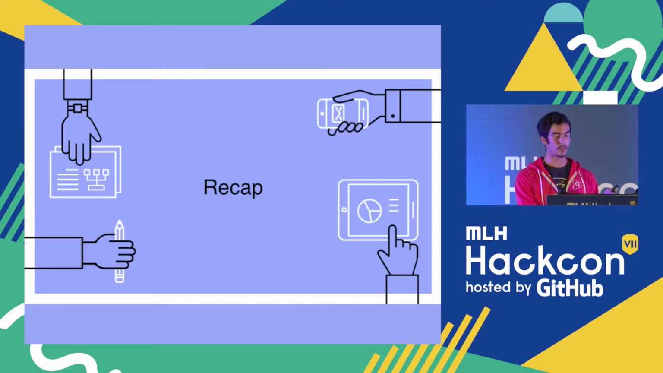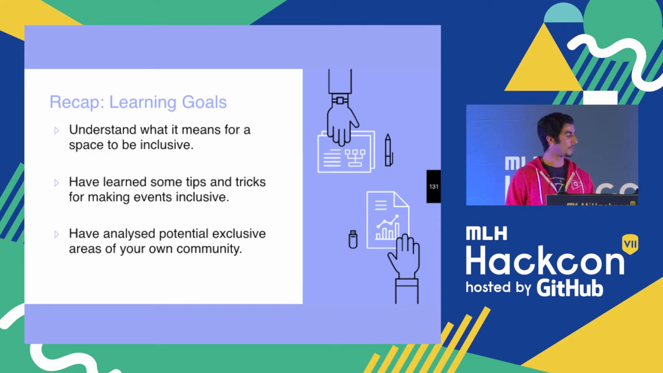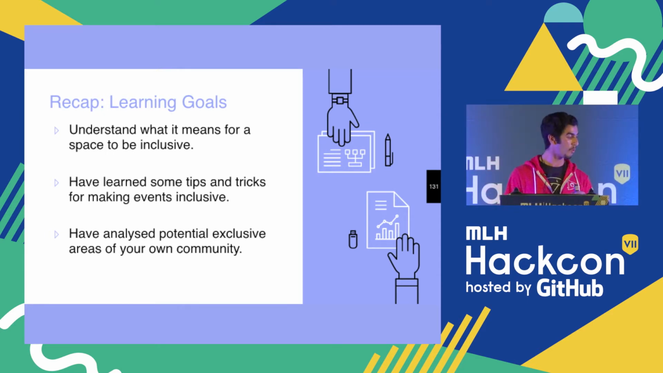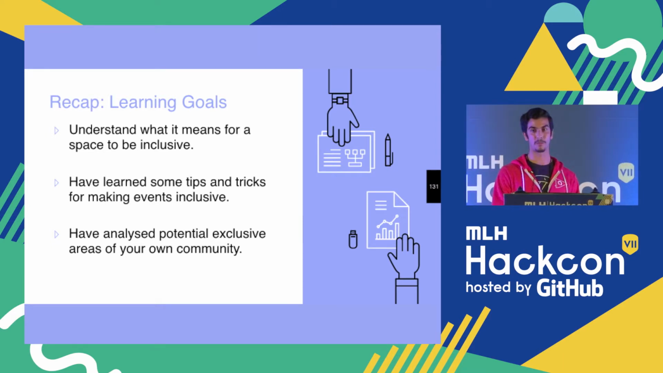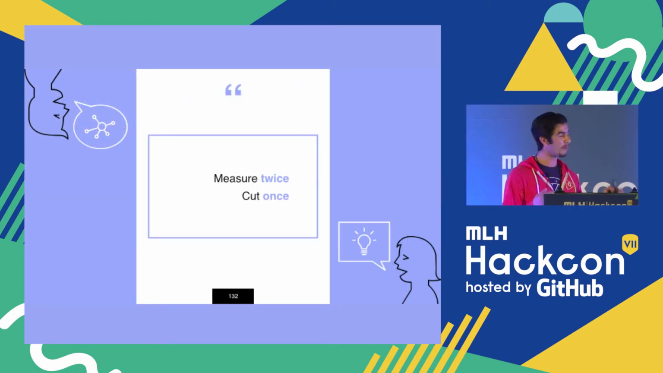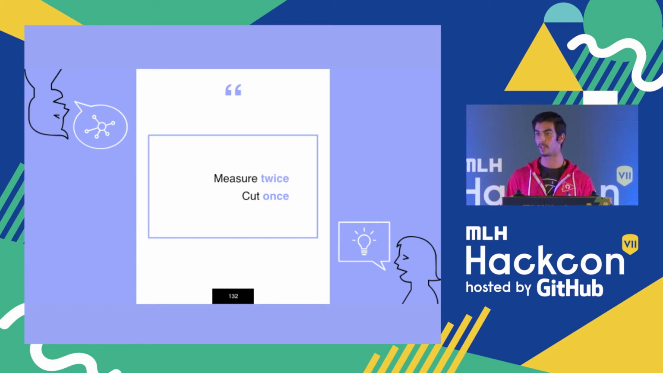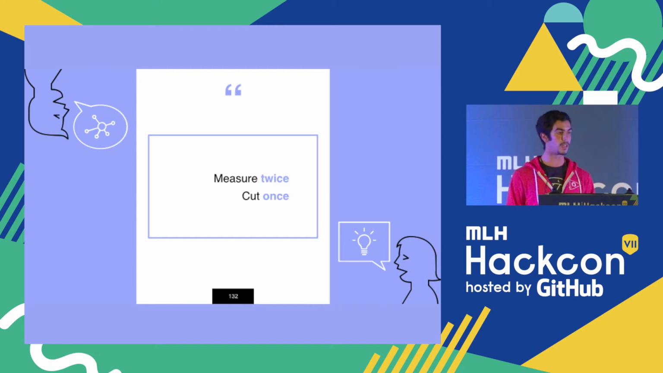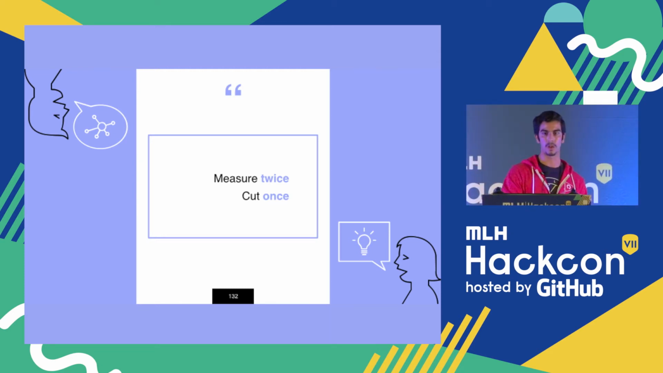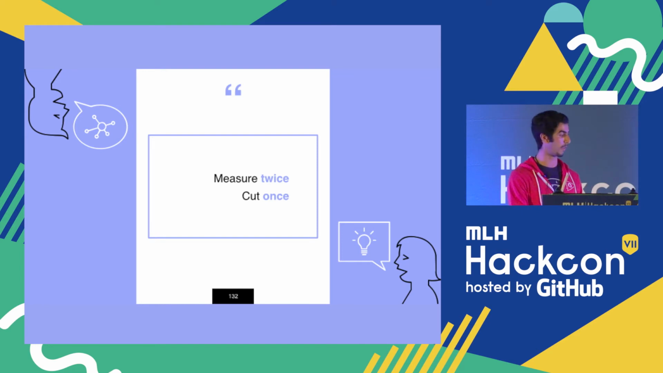And so to recap what we learned today, we learned how to understand what it means for a space to be inclusive to its community members. We learned some tips and tricks and examples for making events inclusive. And hopefully you've analyzed some exclusive areas of your own community that you can work on when you get home. And just a helpful reminder, measure twice and cut once. You want to be doing these things at the beginning of your event planning process, just because it's so much easier to build your event and your community from the ground up with these inclusive values than it is to go all the way back to square one and try to incorporate it days before your event.